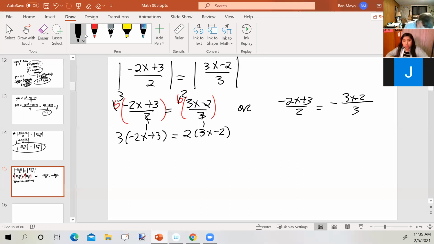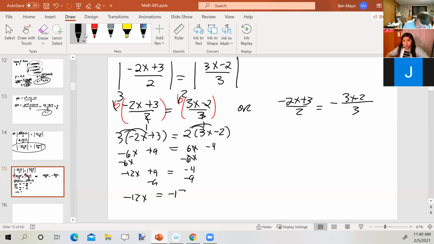Okay. Distributed, I get negative 6x plus 9 equals 6x minus 4. I'll put all the x's on the left. Subtracting 6x from both sides, negative 12x plus 9 equals negative 4. Subtracting 9 from both sides, negative 12x equals negative 13. Divide both sides by negative 12, x equals 13 over 12.